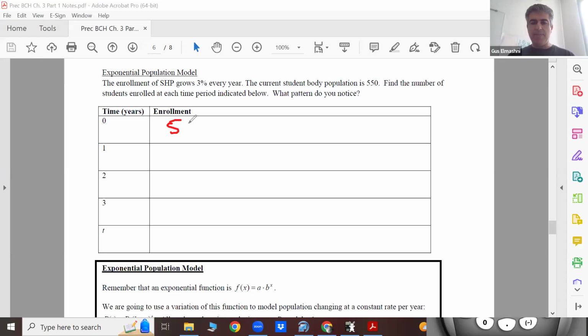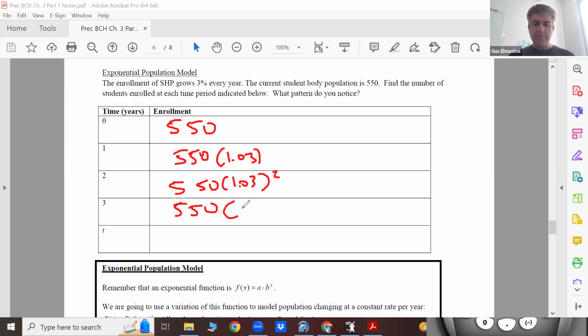So right now you've got 550. And you do 550 times 1.03. Then you're going to do 550 times 1.03 squared. Then 550 times 1.03 cubed. In general, it's 550.